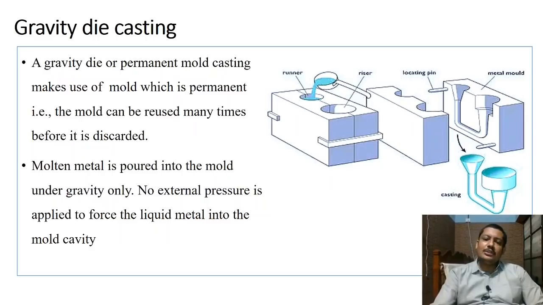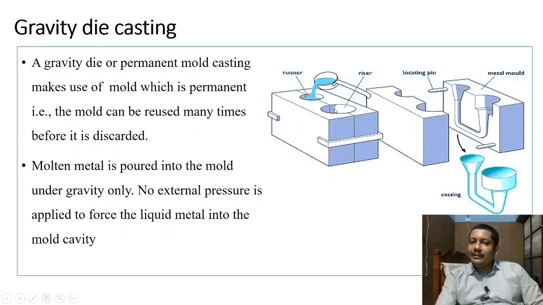Gravity die casting. As shown in the figure, you can see you have two halves. Using a rotating pin, you can exactly close it. The runner, riser, down sprue, everything will already be added in the mold when you are making the mold design, and you pour the molten metal through the down sprue. It will go through all the runner system. It will fill the cavity, and you will know that it is filled when it is coming out through the riser.